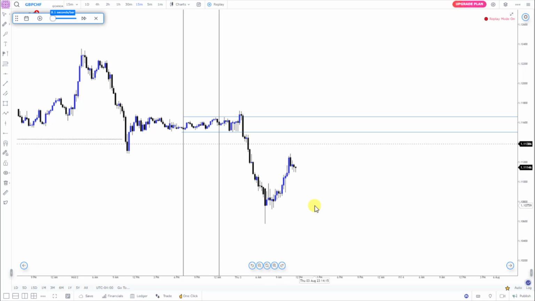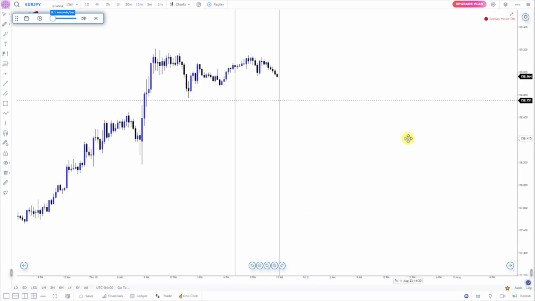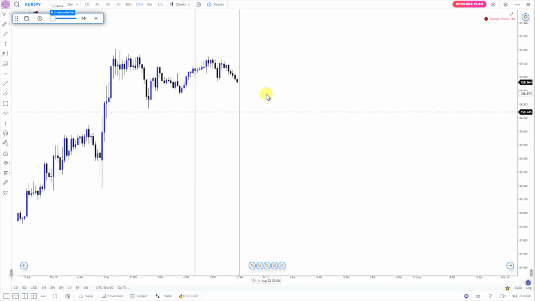Okay, so let me show you the second example. This is Euro JPY, on the 15 minutes time frame, and this is really happening now. Today is the 11th day of August. Okay, today is Friday, the 11th day of August 2023. This is the current price action right now.